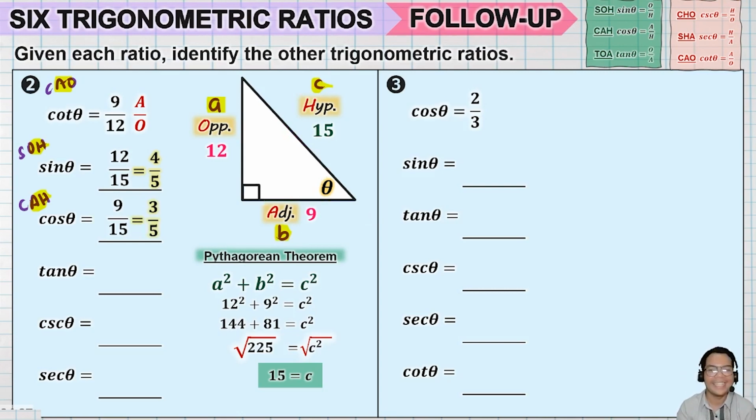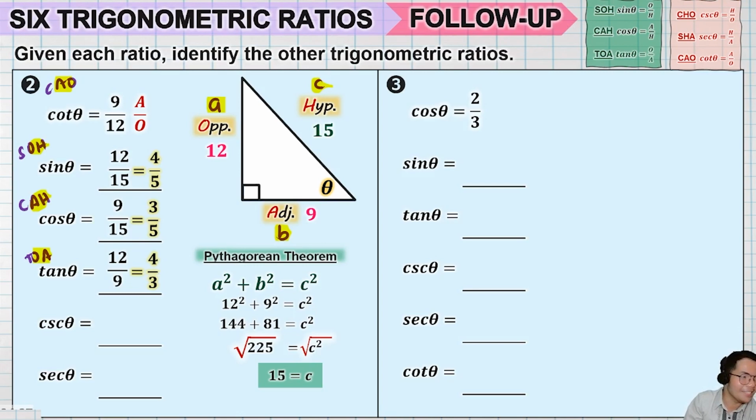Tama. Next, tangent theta naman tayo. TOA tayo, TOA. Opposite over adjacent. 4 over 3. Ayan, tangent, tama. Opposite over adjacent. So that's supposedly 12 over 9 or 4 over 3. That's correct. Next, let's have cosecant theta.